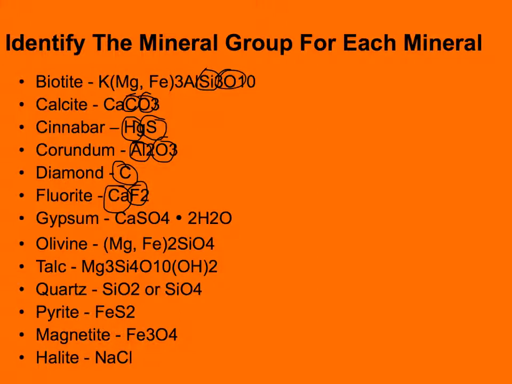So that's fluorite. And the next mineral, I see an S and I see an O. That tells me that this mineral belongs to the sulfate mineral group, and the mineral is called gypsum. The next mineral, olivine, I see an Si, which is silicon, with an oxygen. So silicon with oxygen tells me that olivine is a silicate mineral.